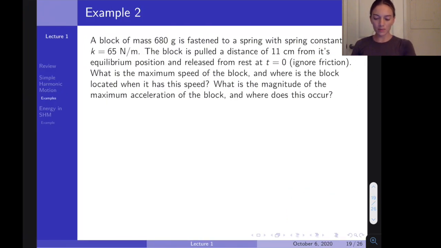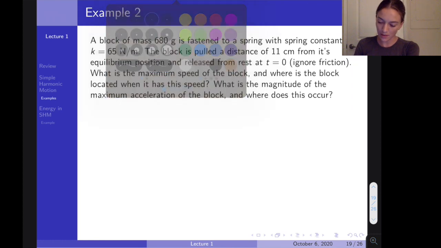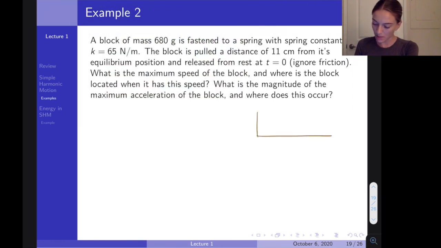So our first example, we have a block of mass 680 grams is fastened to a spring with spring constant 65 Newton per meter. So we have our spring here. The block is pulled a distance of 11 centimeters from its equilibrium position and then released from rest at t equal to 0, and we're ignoring friction. What is the maximum speed of the block, and where is the block located when it has that speed? And then what is the maximum acceleration, and where does this occur?